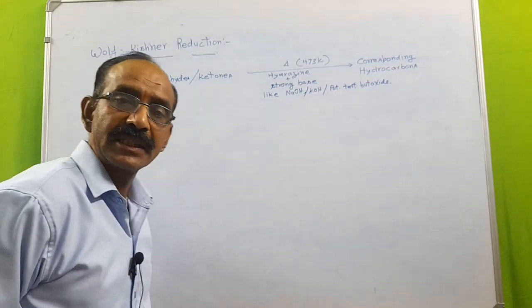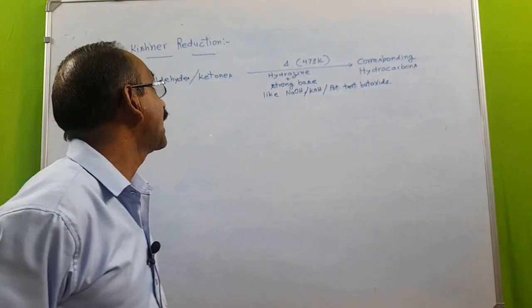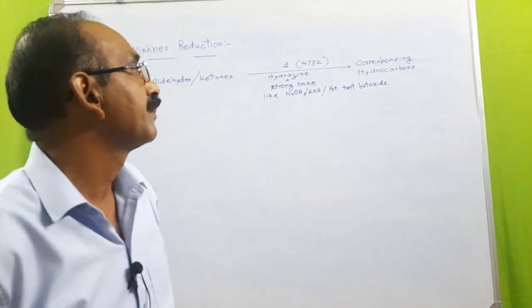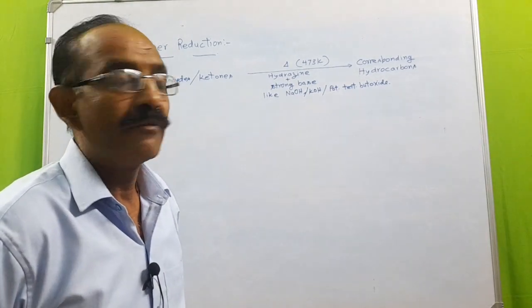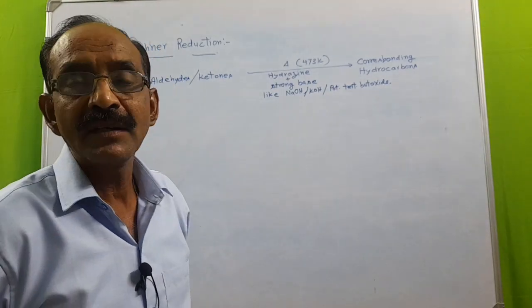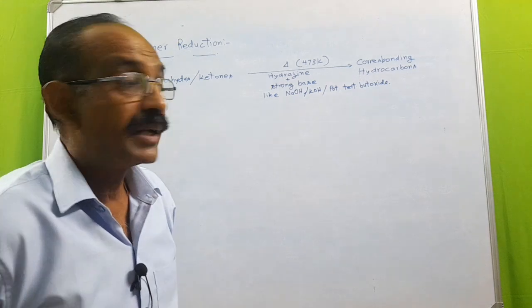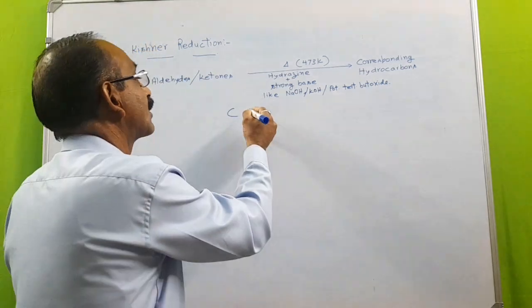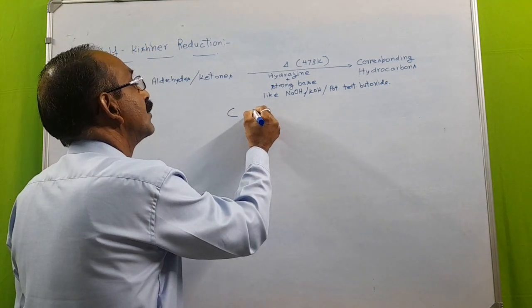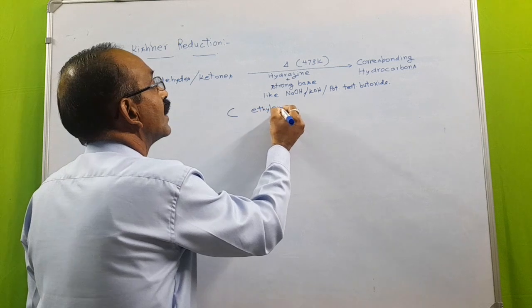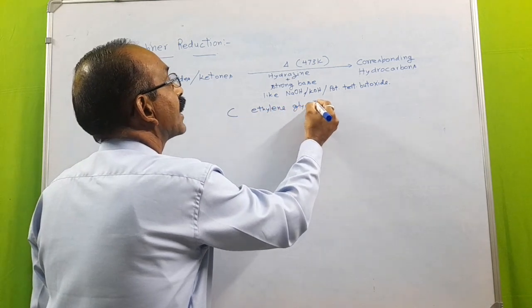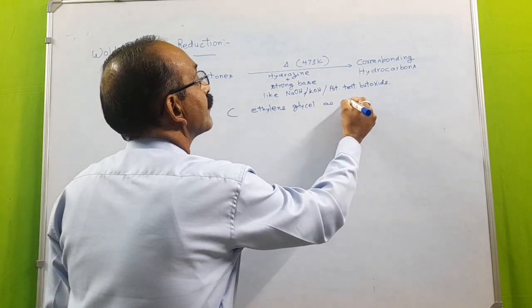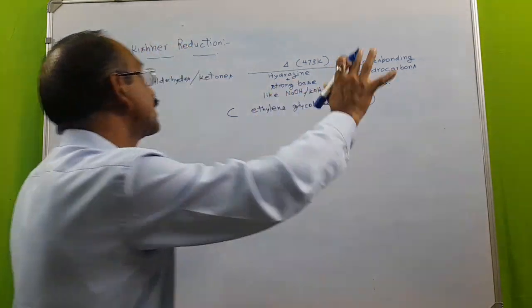Means we can say that the reduction of aldehydes and ketones to corresponding hydrocarbons with the help of hydrazine and strong base in presence of a high boiling solvent like ethylene glycol. So the reaction is known as Wolff-Kishner reduction. We may write the reaction in this manner.